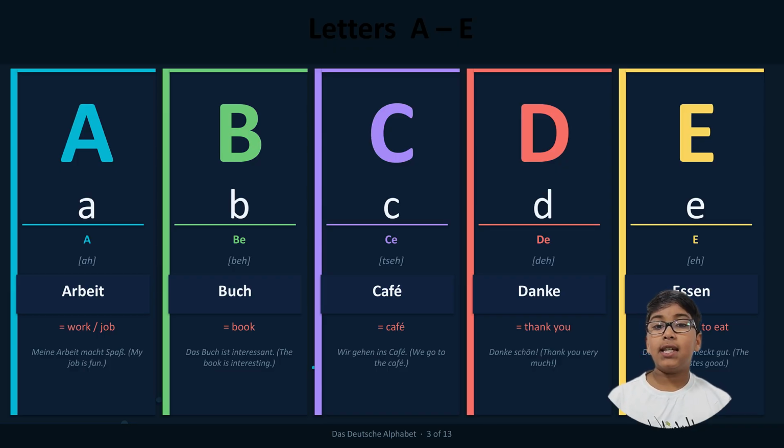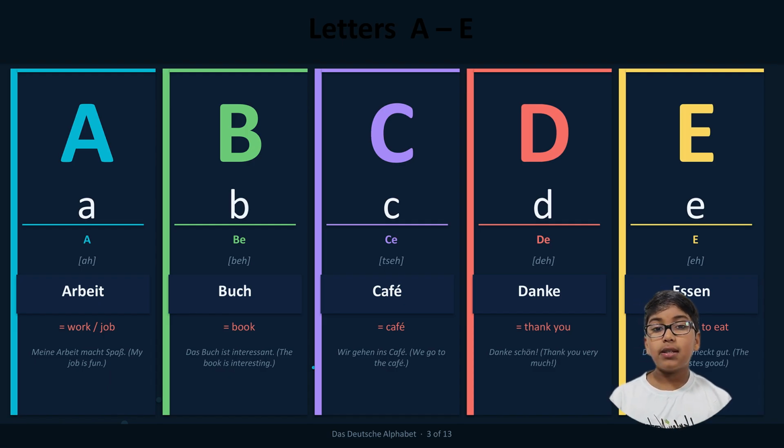The book is interesting. C, pronounced tse. Now here's our very first difference from English. In German, C often sounds like ts, especially before certain vowels. The example word is Café. Yes, just like coffee shop. Wir gehen ins Café. We're going to the cafe.